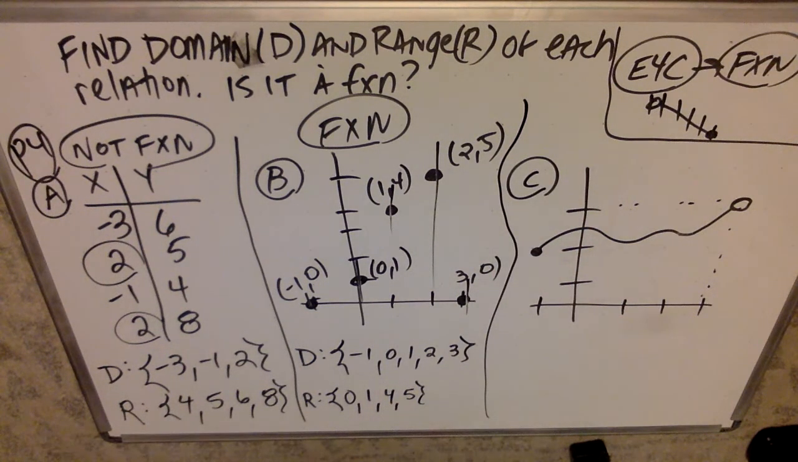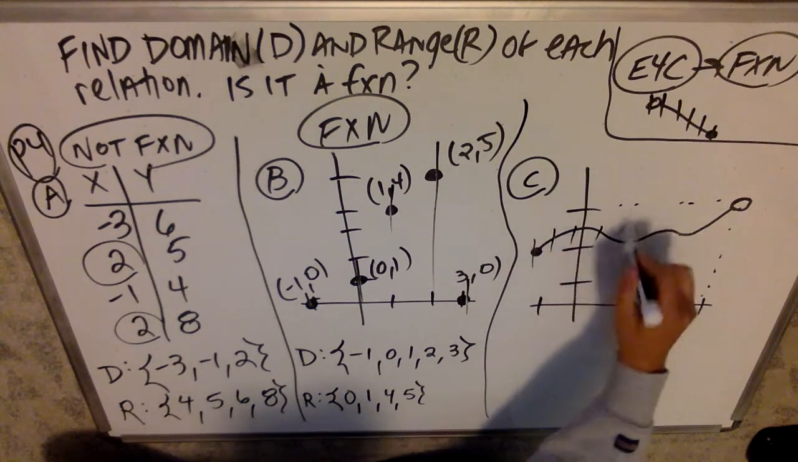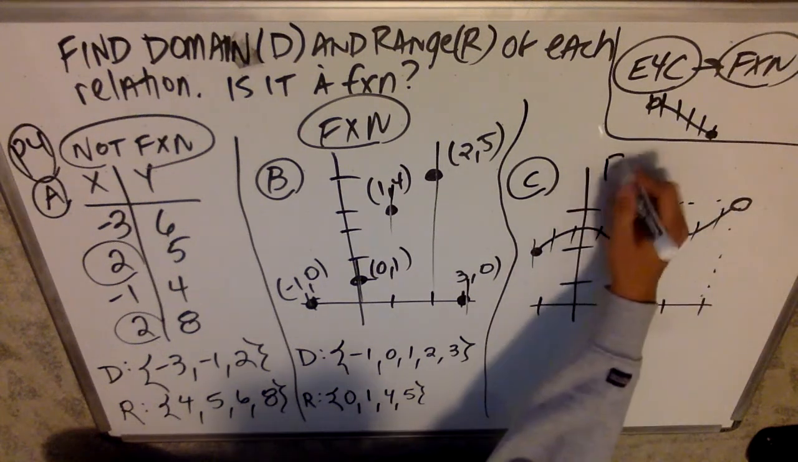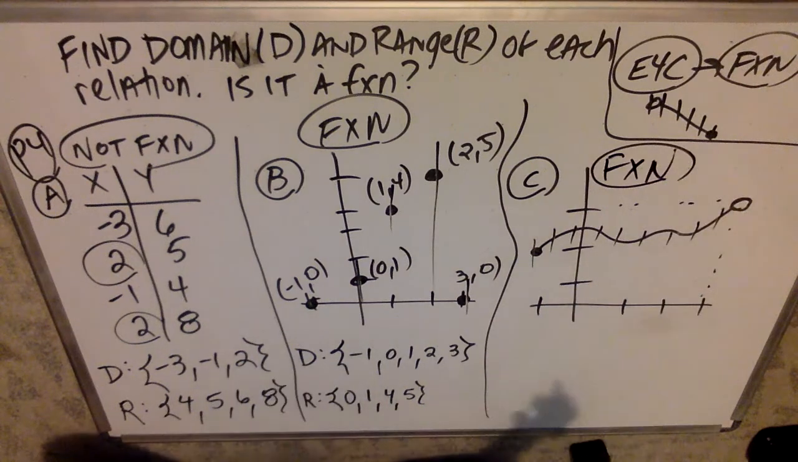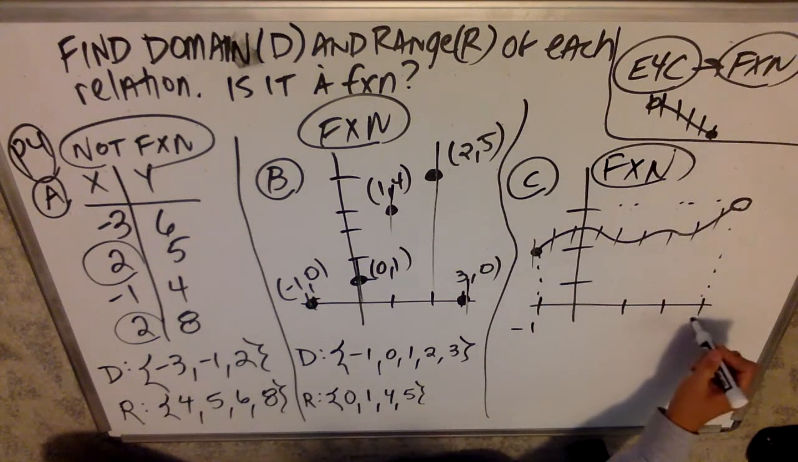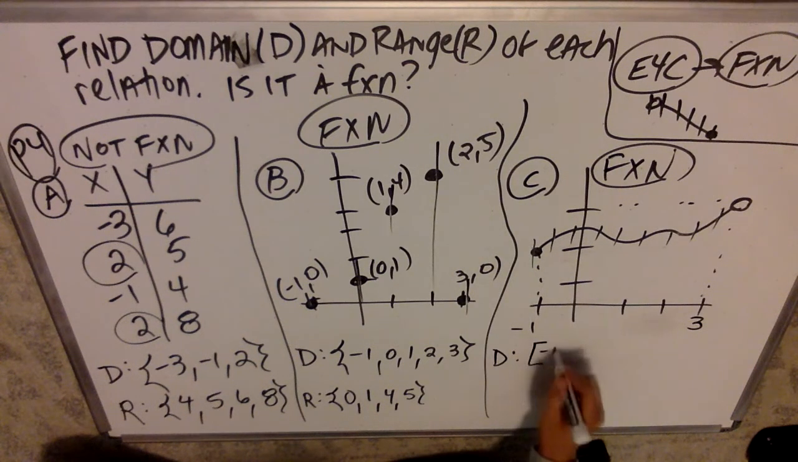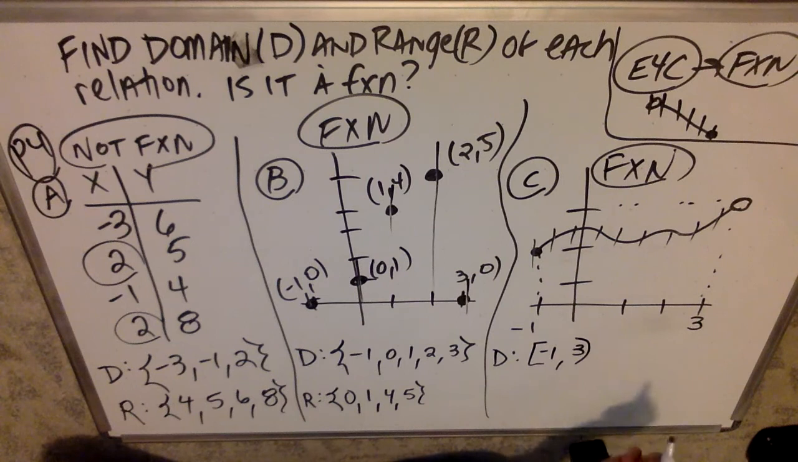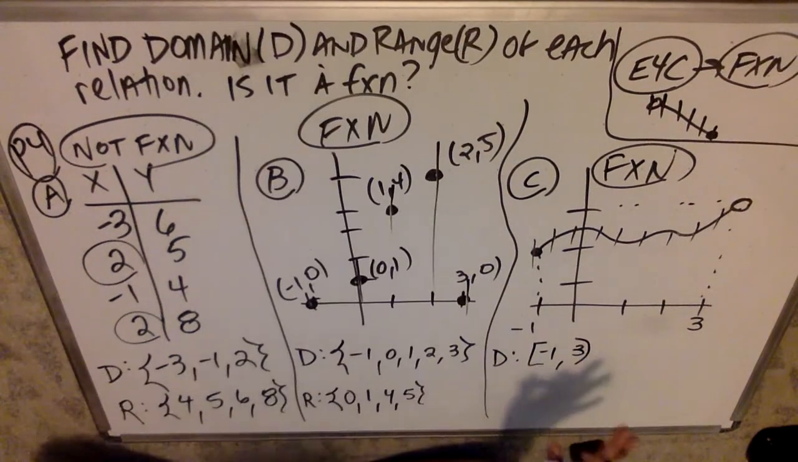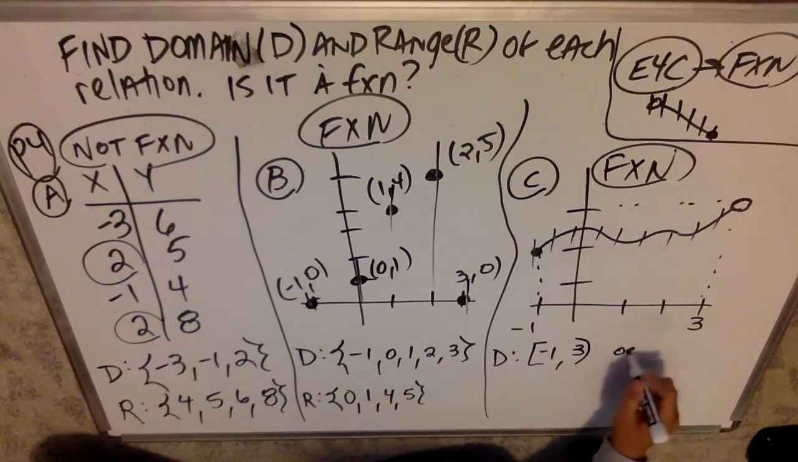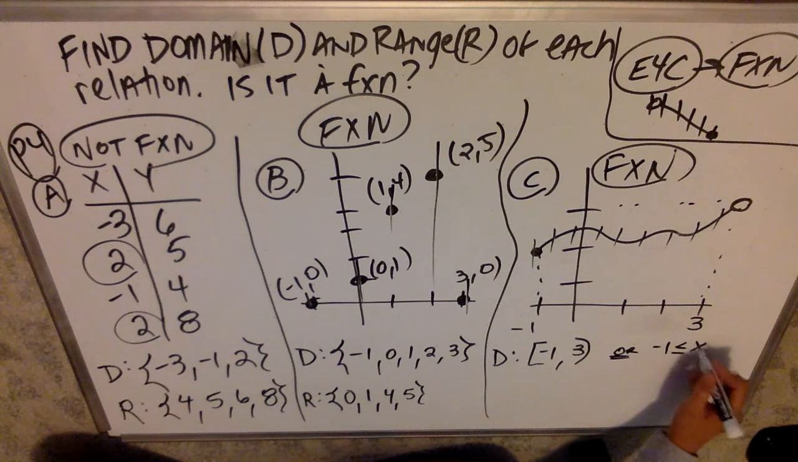When we look at C, C is also a function, right? You can see from the vertical line test, I'm all good. I look at this x value. I see that the x starts at -1 and ends at 3, right? So my domain is going to be including -1 up to 3, which is not included. If you don't like parenthetical, I'm going to say this is better. The other way to write this, though, would be -1 is less than or equal to x is less than 3, right?